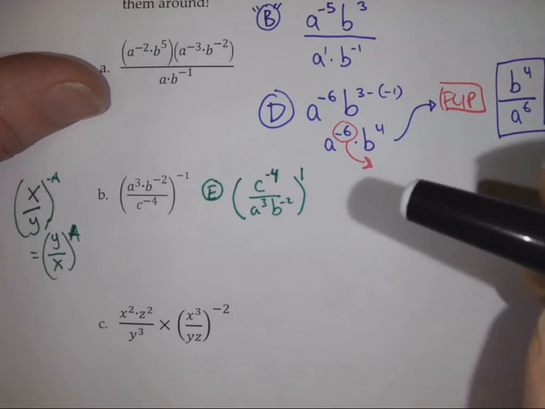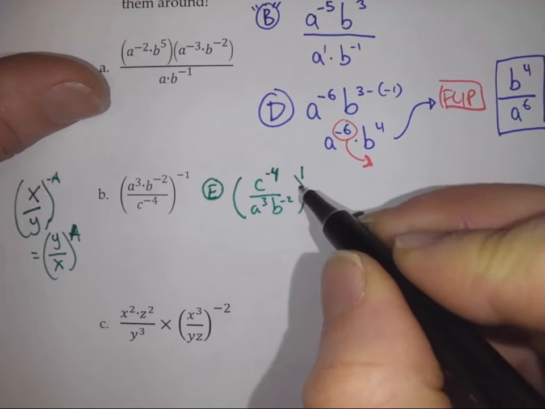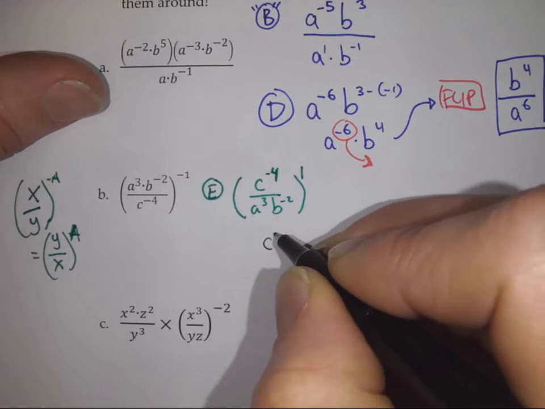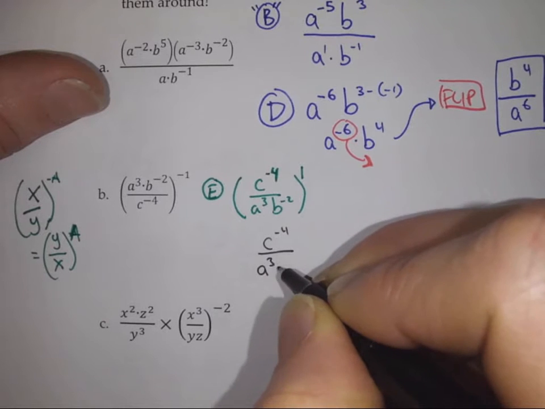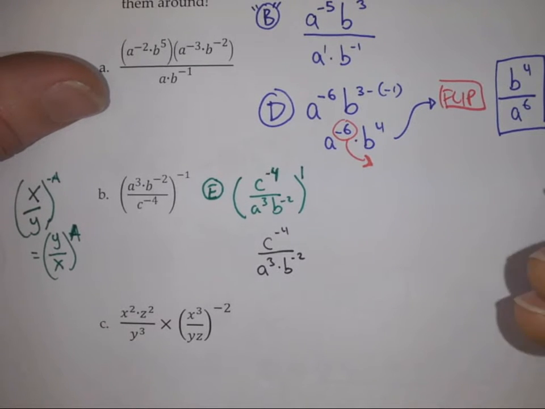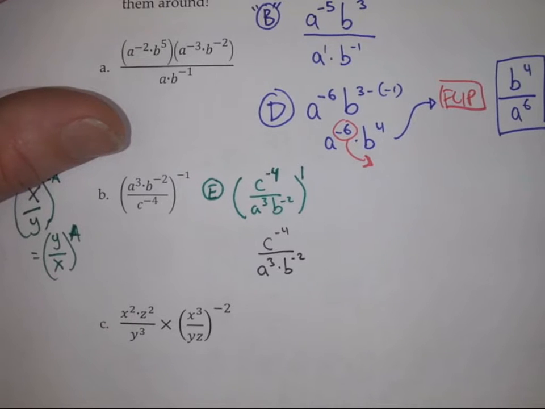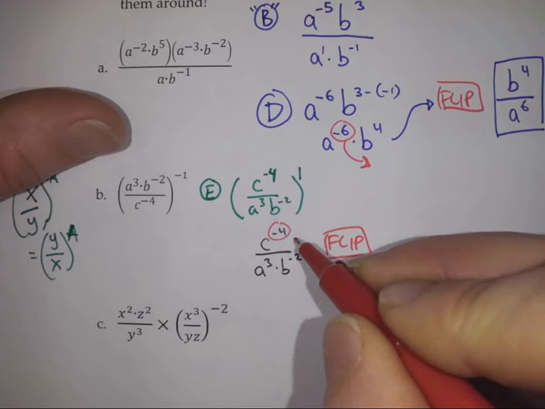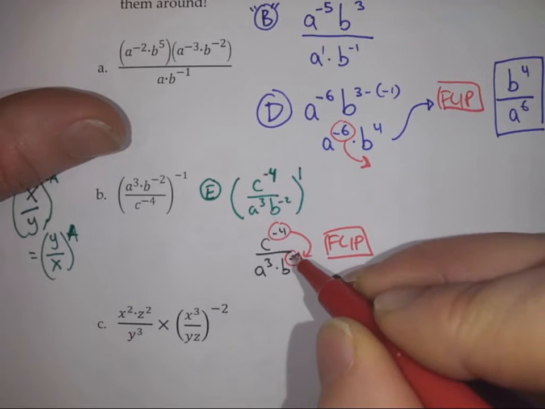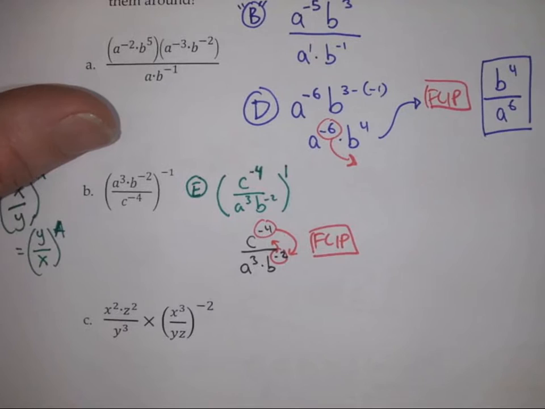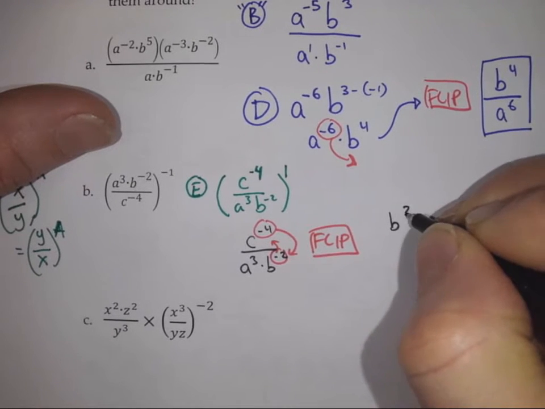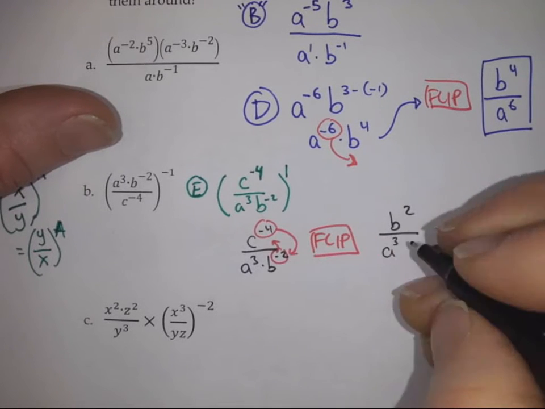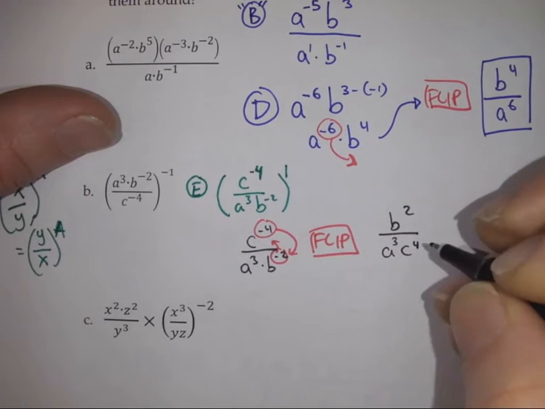Thanks. All right, so the last thing to do here is to say, well, I can distribute that power of 1, which is to say I'm not really going to change it. So that actually becomes just c to the power of negative 4 over a cubed times b to the power of negative 2. It doesn't look like there's much more we can do, so the last step we'll do is make sure to do some flipping. We have a negative exponent on the top here, we'll flip it downstairs, and a negative exponent down on the bottom, which gets flipped up top. So then we have this positive b squared as a numerator, and the a cubed lives downstairs still. And then the c to the power of positive 4 also lives downstairs, like so.